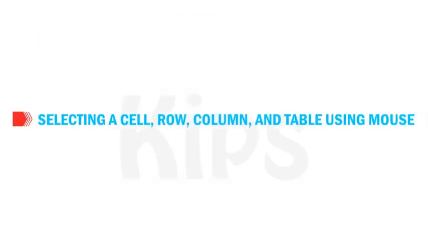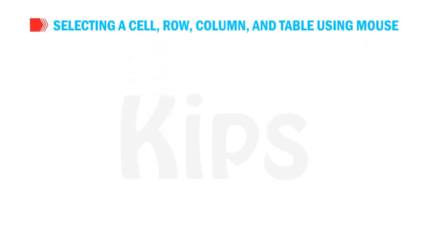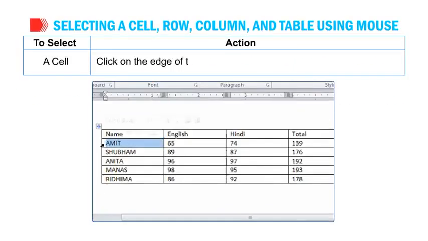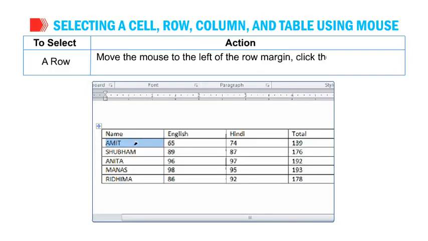Okay, let us understand how to select a cell, row, column, and table using mouse. To select a cell, click on the edge of the cell. To select a row, move the mouse to the left of the row margin. Click the left mouse button and drag to the end of the row.